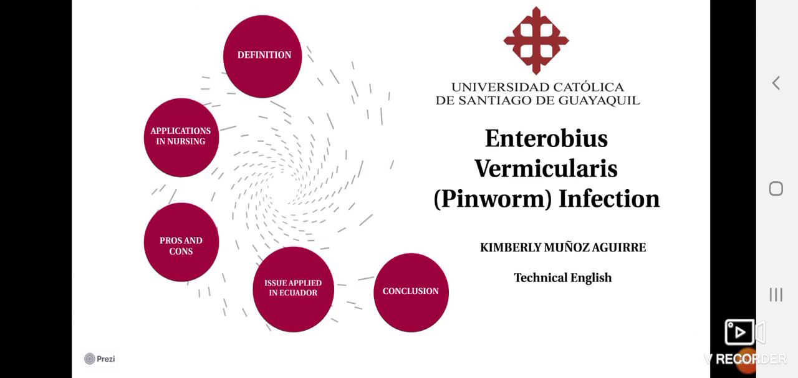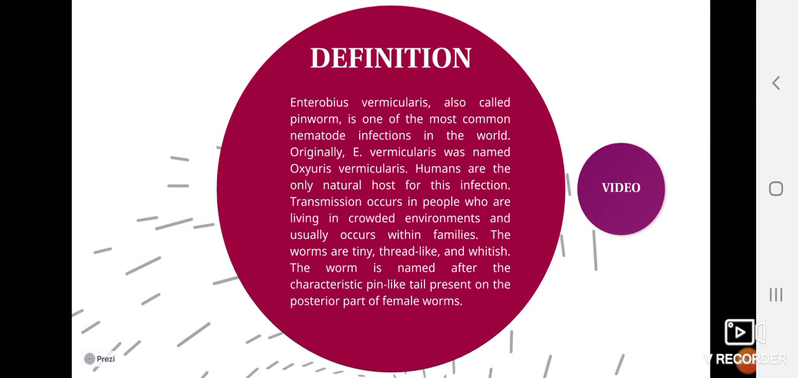The topic is Enterobius vermicularis pinworm infection. Definition: Enterobius vermicularis, also called pinworm, is one of the most common parasitic infections in the world. Originally, E. vermicularis was named Oxyuris vermicularis. Humans are the only natural host for this infection. Transmission occurs in people who are living in crowded environments and usually occurs within the family.